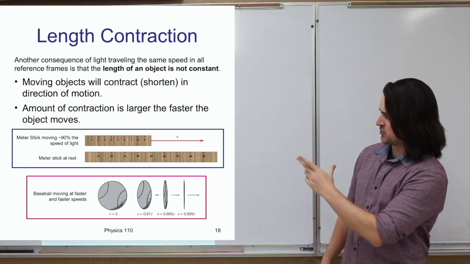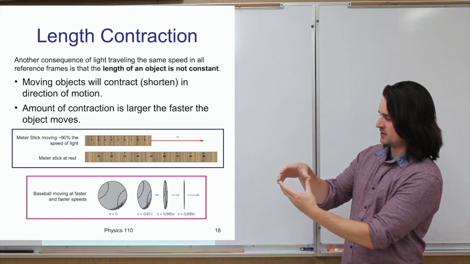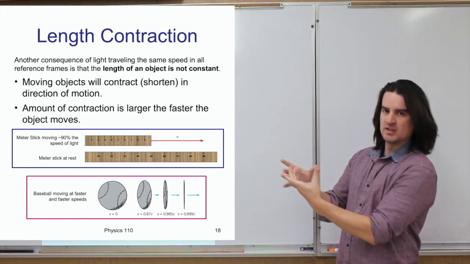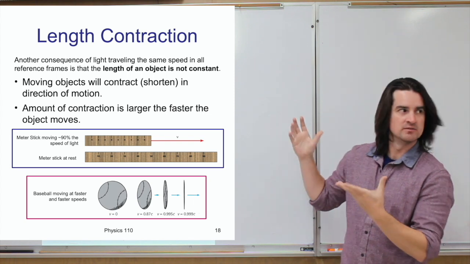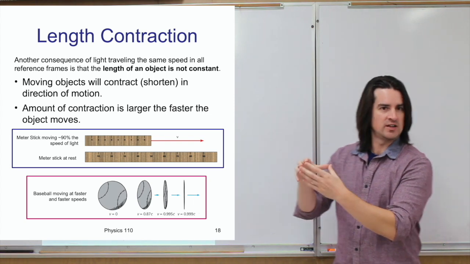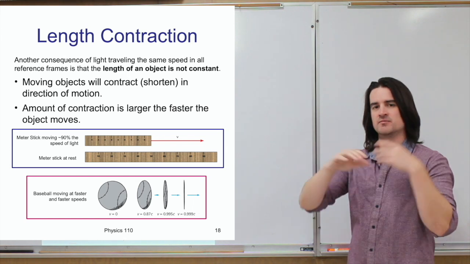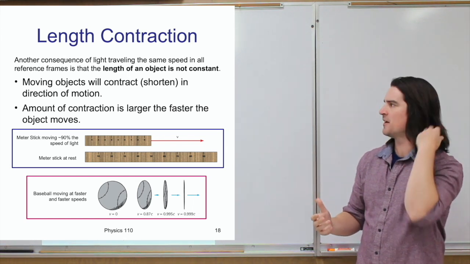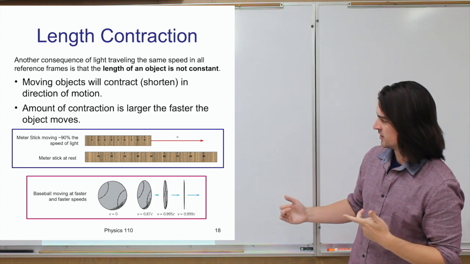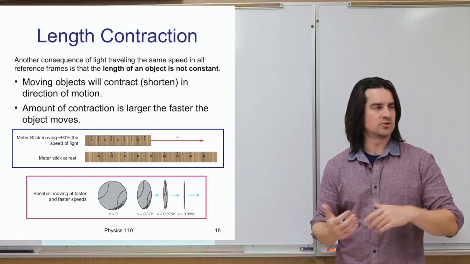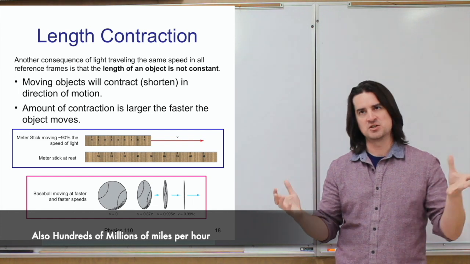As another example, you could look at a baseball, a round spherical object, and see how the width of it contracts as it moves faster and faster. Initially, not moving at all, zero speed, you have a nice round baseball. If it moves very fast, and again, to actually see anything noticeable, we have to talk about incredibly fast speeds. The next picture over is 87% the speed of light. So already hundreds of millions of meters per second.